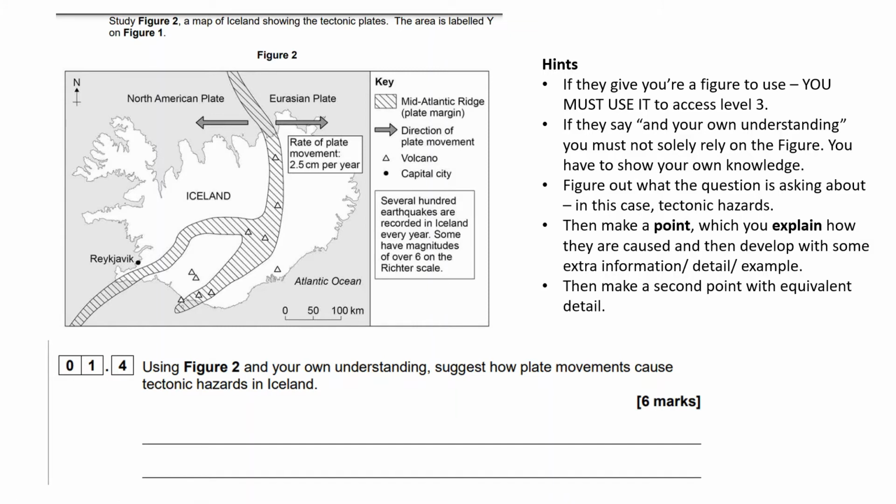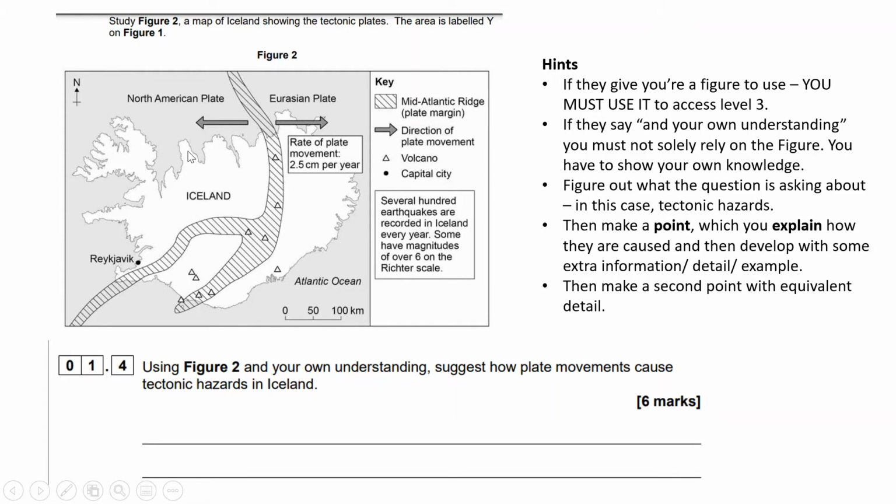So, now let me read the actual question. Using figure 2, there it is, and your own understanding, I want to stop there. This is a very important point. This is not an option, it's not negotiable, it's not like if you feel like it. It is telling you to use figure 2. So, if you do not use figure 2, then you will be limited from getting the top marks, which is 5 or 6 out of 6. You must refer to information on this figure.